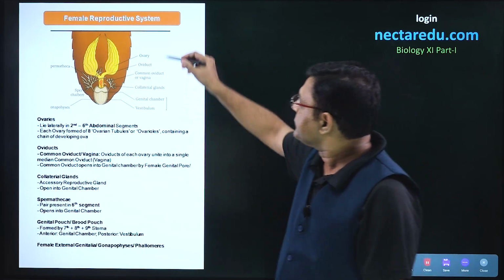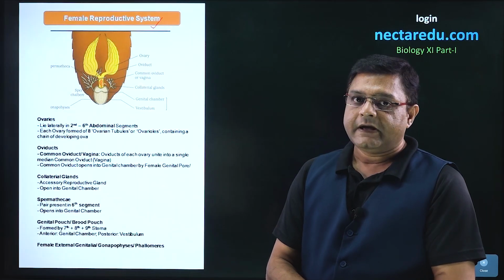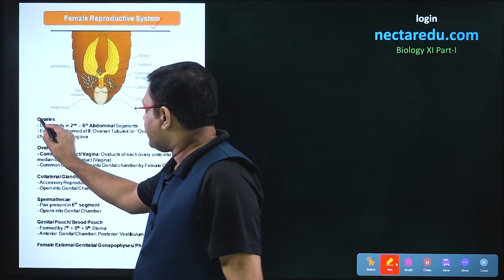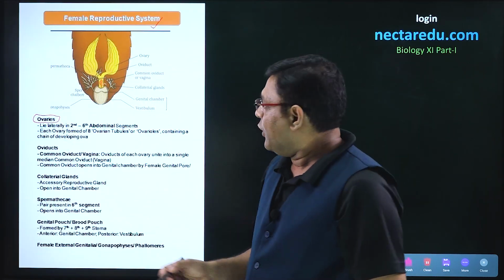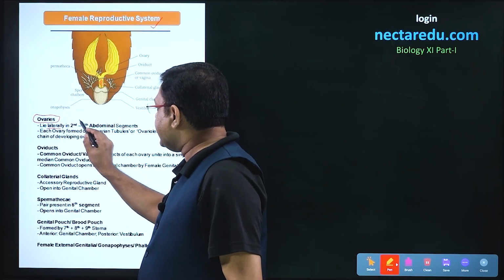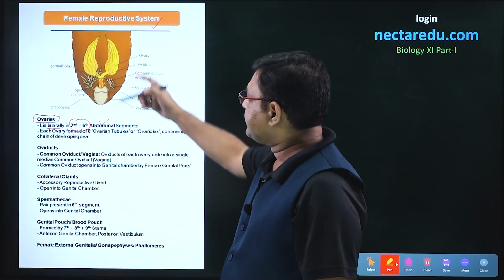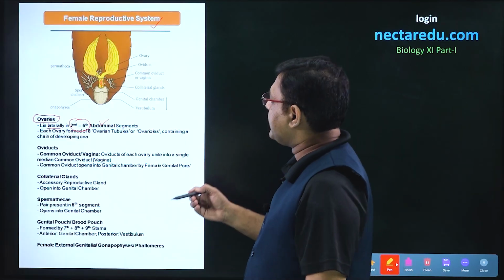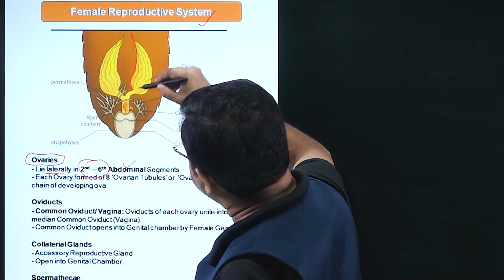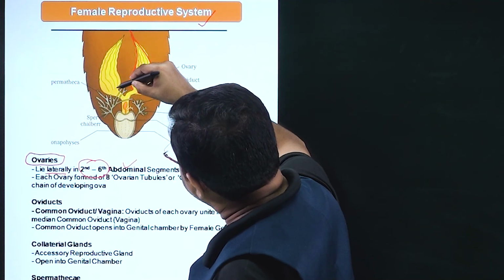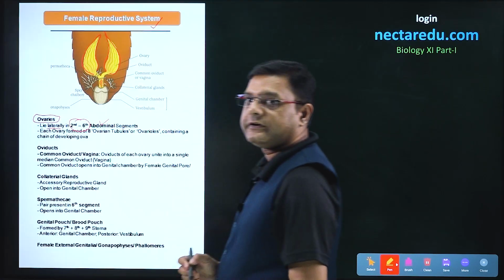In this particular video, we will look into the female reproductive system of cockroach. Now, the most important part in the case of females is the ovary. Ovary lie laterally in second to sixth abdominal segments. If we try to mark ovaries in this particular diagram, then these yellowish structures, this structure and this structure, these are the ovaries which are present.